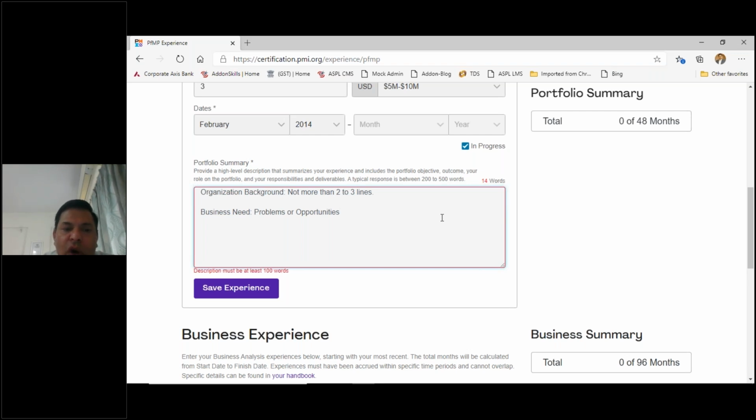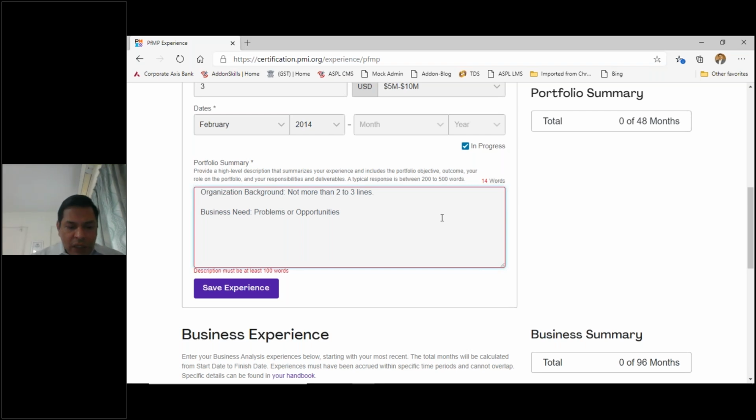So write down some bullet points on what the current problems or opportunities are that your current organization is facing, or you may be doing some portfolio management work whose primary trigger is maybe from a customer. Let's say you have a customer, you have given them some solution and the current solution has lots of problems, and you want to deliver a new solution to them which will address the current problem. So business need is nothing but the problem or opportunity statement.